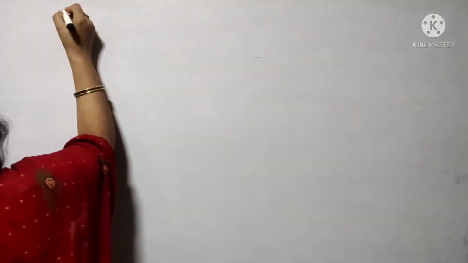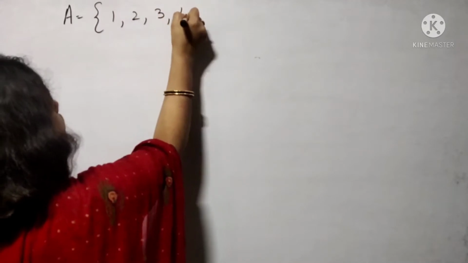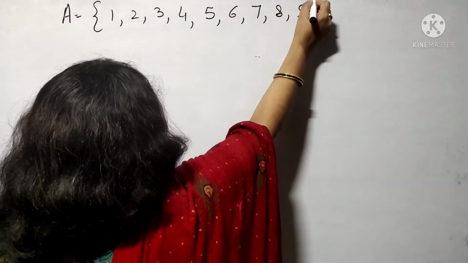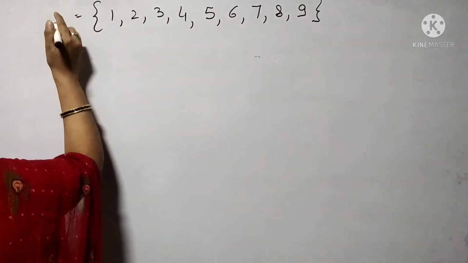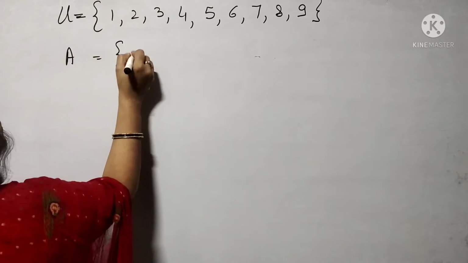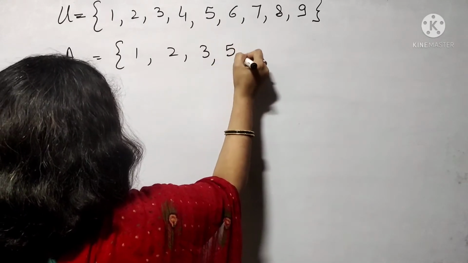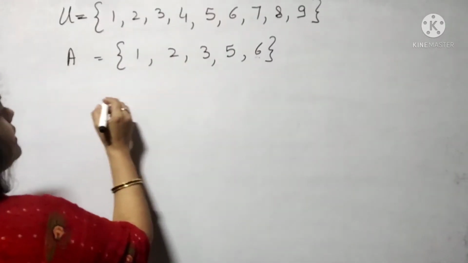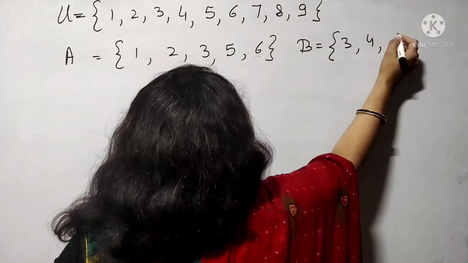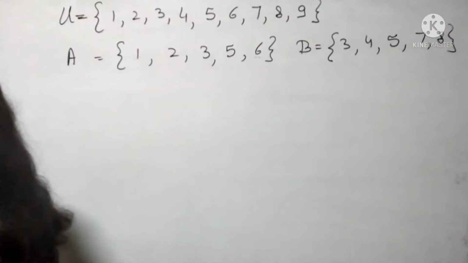For example, there's one set, U, equal to 1, 2, 3, 4, 5, 6, 7, 8, 9. And another set, A, is equal to 1, 2, 3, 5, 6. Another set, B, is equal to 3, 4, 5, 7, 8. Let these be the sets.